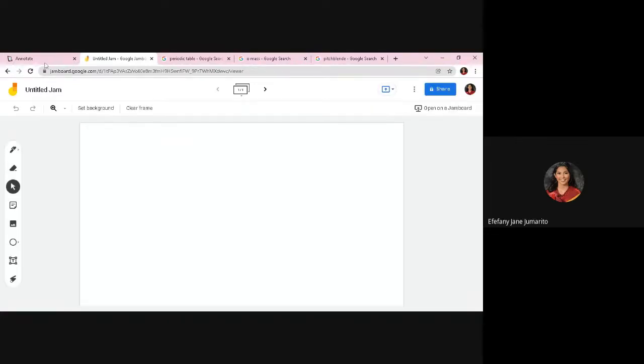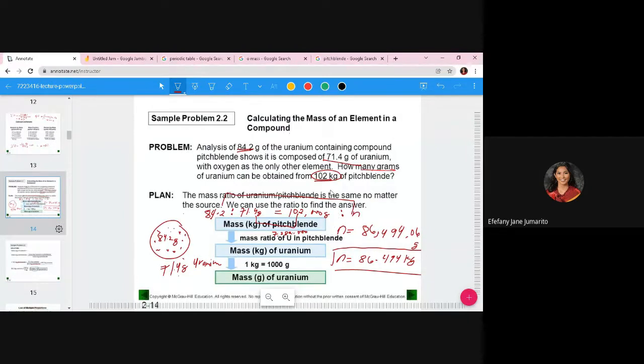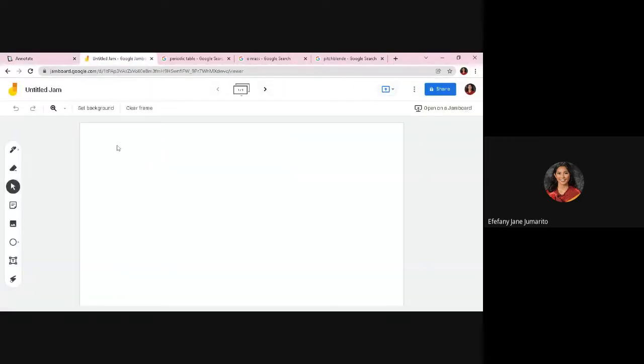Or we can use this method na usually mao siya ni ginagamit sa chem. Okay. So we have since 102 kilograms, so gamiton na to na siya una. 102 kilograms man siya into grams. I-convert na to into grams. So we have pitch blend. Pitch blend ni siya, no?